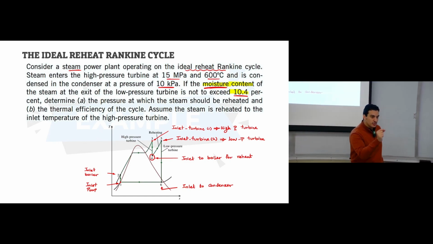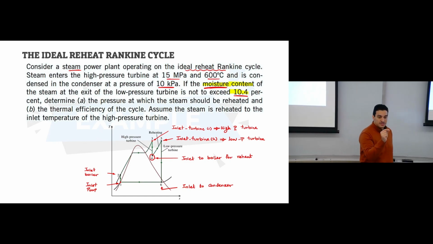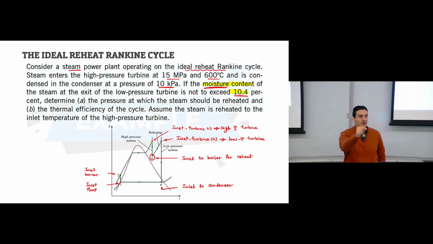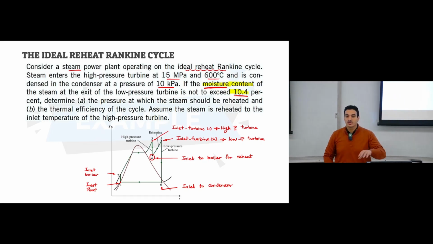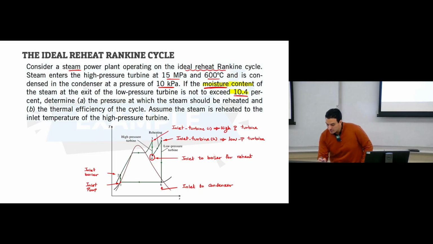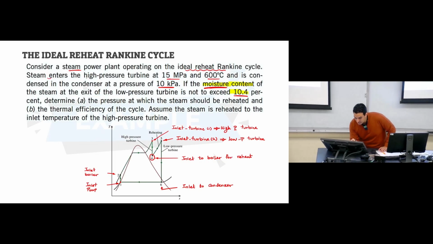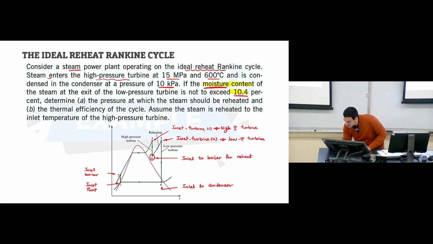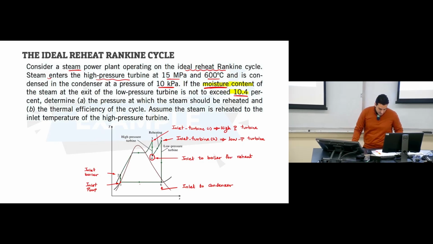So it's very important for each point to know what it represents, the inlet to one equipment and the outlet of another, because based on the data, then you will put your information. So similar to here, we said we have steam enters the high pressure turbine. Okay, so we need to talk about the high pressure turbine. So this is the high pressure turbine, point number 3. It's 15 megapascal, 600 degrees Celsius.